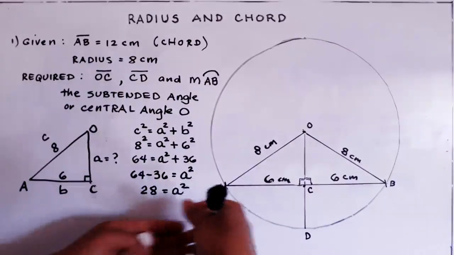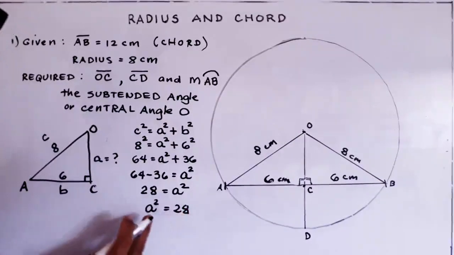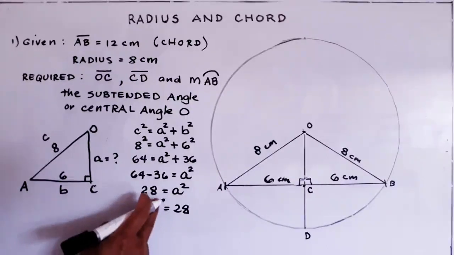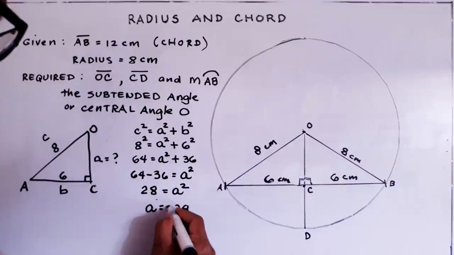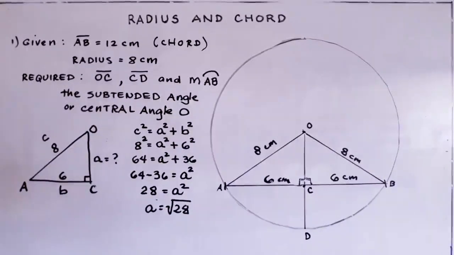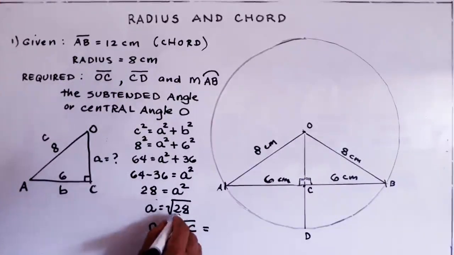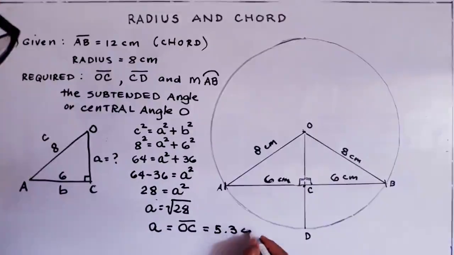Okay, let's not transpose, just flip it. Put the A squared here, that is A squared is equal to 28. We remove the 2, what is 2 on the other side, we raise this one to the 1/2, and 1/2 is the square root. So we raise this to the 1/2, it will be A here, and the 28 will have the square root. So A, which is also OC, that one is the OC. Line segment OC is equal to, if you are going to get the square root of 28, it will give us 5.3, and then you put the centimeters there.